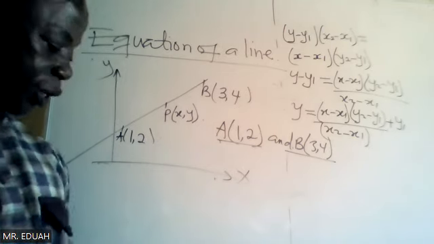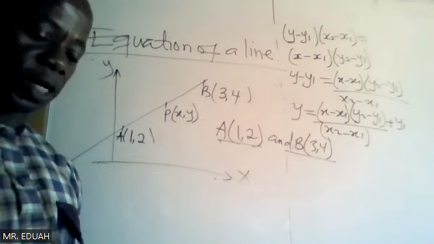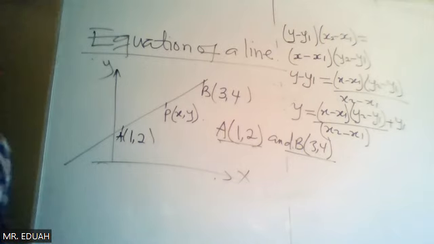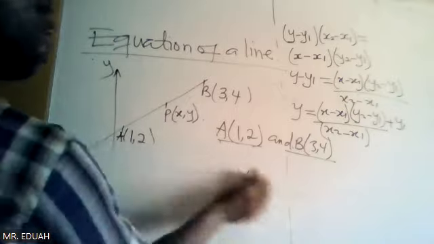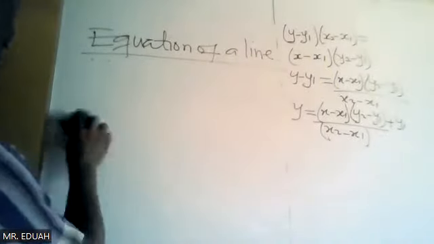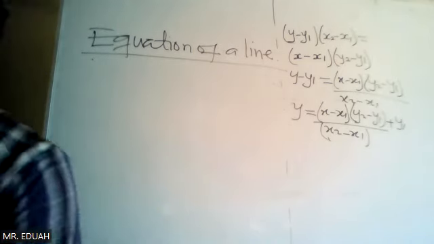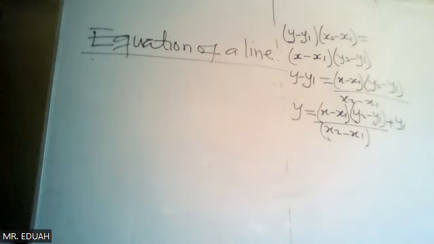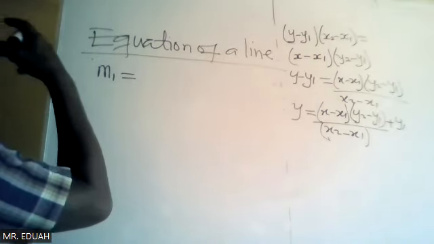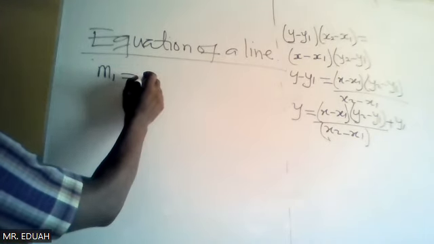Okay, for the sake of time, let's work it on the board so that I'll give the rest to you on the page to do as assignment. So the gradient one will be equal to y two minus y one over x two minus x one. Let's substitute the values. What is the value of y two? Four.